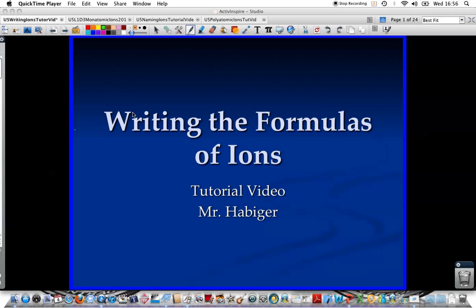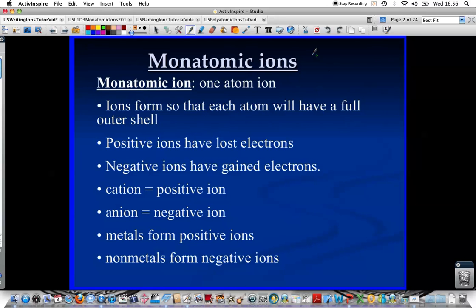This is about how to write the formula of ions. Okay, so real quick review. Ions are basically atoms that have become charged by losing or gaining electrons.